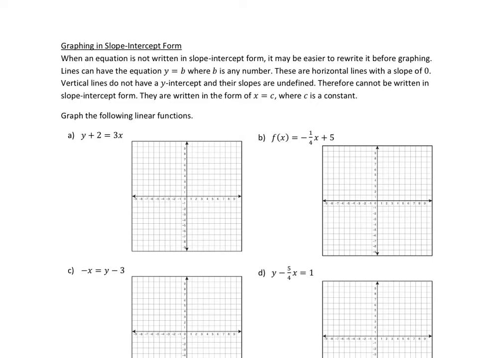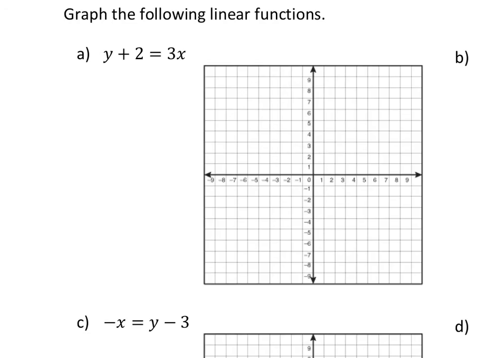Graph the following linear functions. The first thing we need to do is put this in slope-intercept form, or in other words, y equals mx plus b. So we need to get y by itself. To do that, I'm going to subtract 2 from both sides. I have y equals, put your x term first, 3x, and bring down the minus 2. So this tells me that the slope is 3 and the y-intercept is -2.